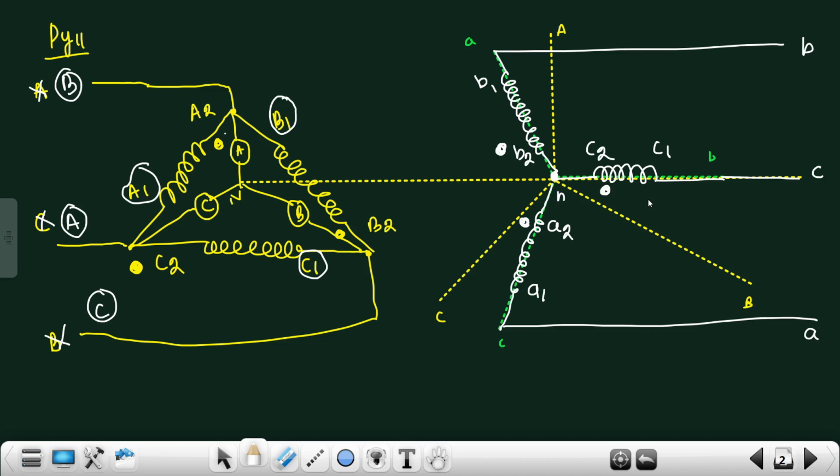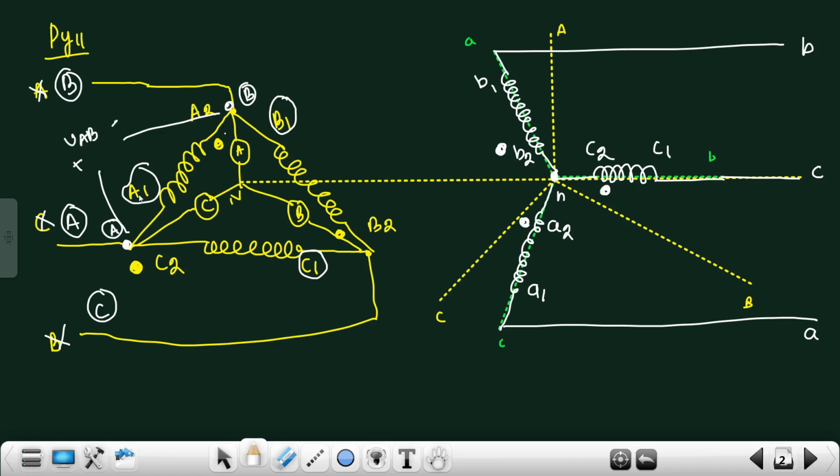Now in order to confirm whether this connection is correct or not, we will take help of the phasor diagram. To draw the phasor diagram, first of all, we have to find out the line voltage. So I'm finding out line voltage VAB. This is A terminal and this is B terminal, so this is representing VAB line voltage.